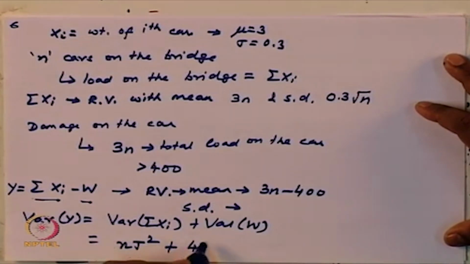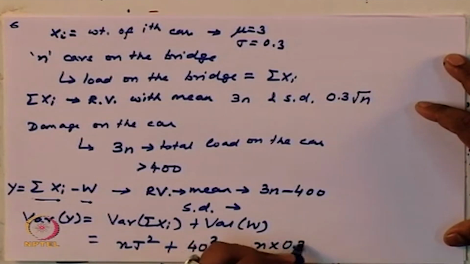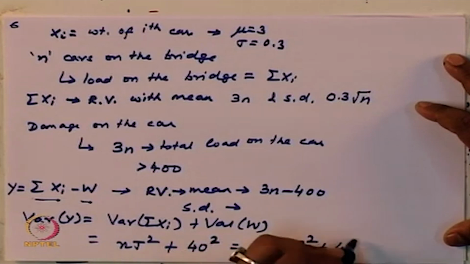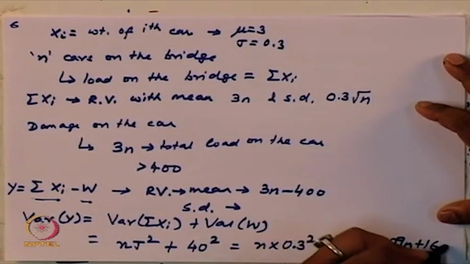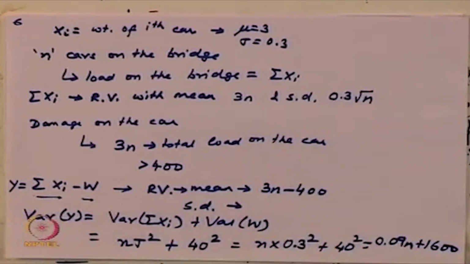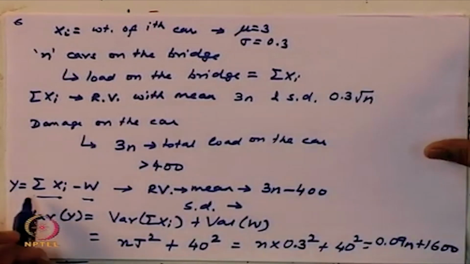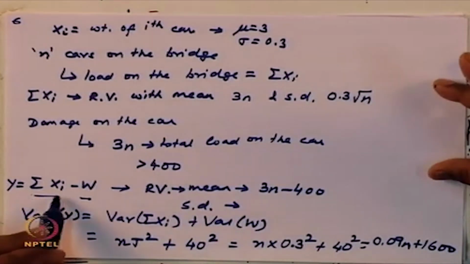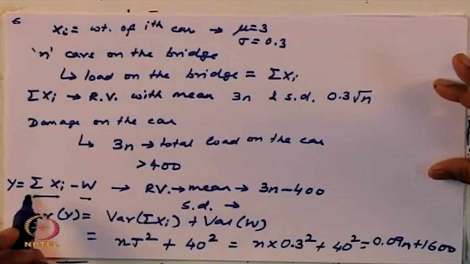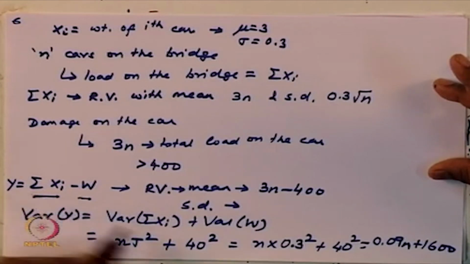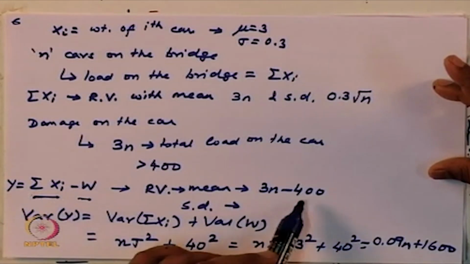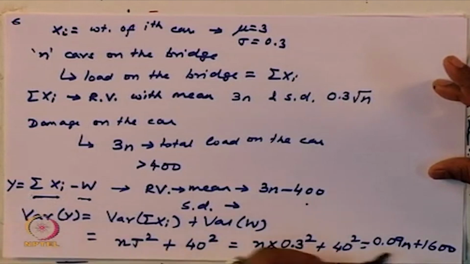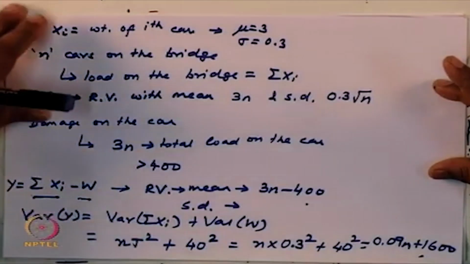So, this is 40 standard deviation. So, 40 square. So, this is n into 0.3 square plus 40 square, equal to 0.09 n plus 1600. So, variance is this. So, y, which is defined as the difference between the net weight from the cars on the bridge and the weight that can be withstood, is this. So, y is a random variable, which has a mean of 3n minus 400 and a variance of 0.09 n plus 1600.